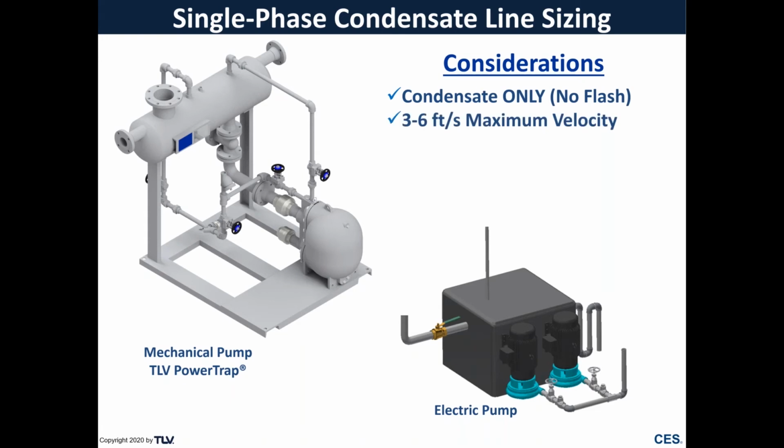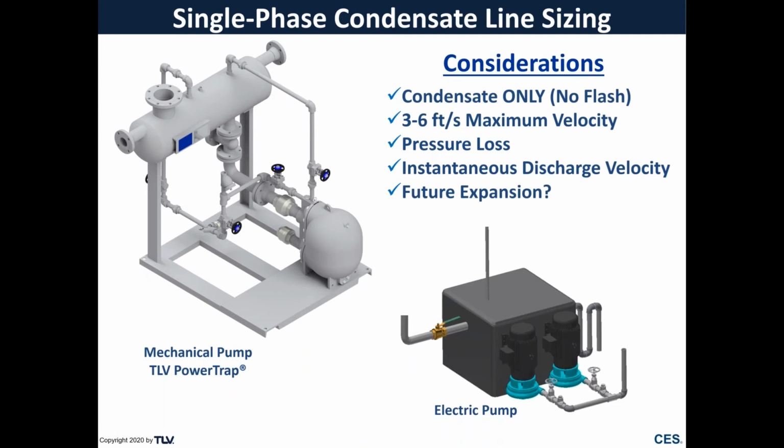Typical velocities in these types of lines are going to be something around 3 to 6 feet per second. And we need to take into account things like pressure loss. And with a mechanical pump, we want to take into account our instantaneous discharge velocity, which could be much higher than an average discharge velocity. We also need to think about what happens if I have future expansion. We want to make sure that our condensate lines are properly sized, that we do take into account any future expansion so they don't become undersized in the future.